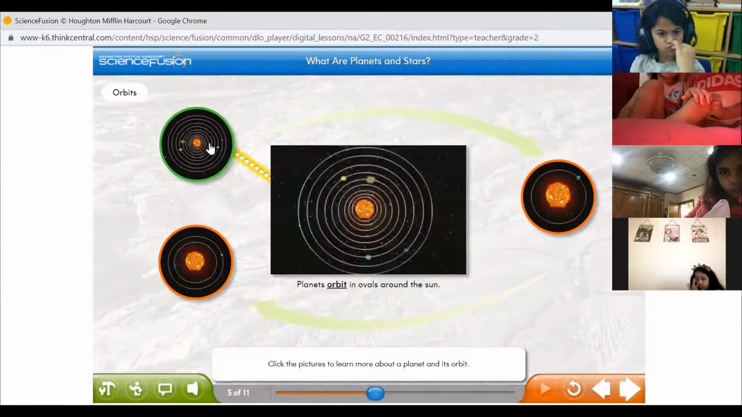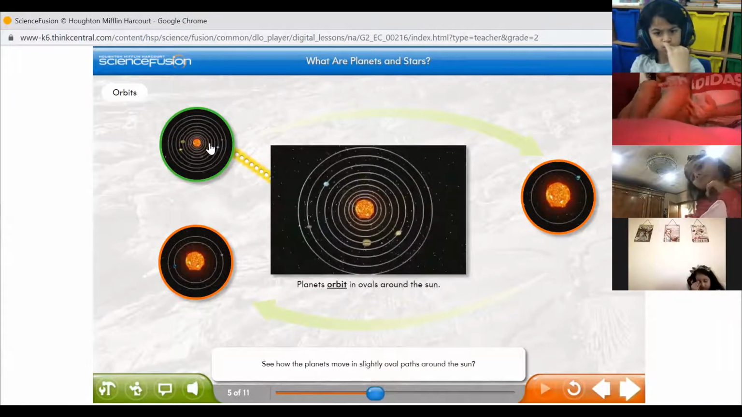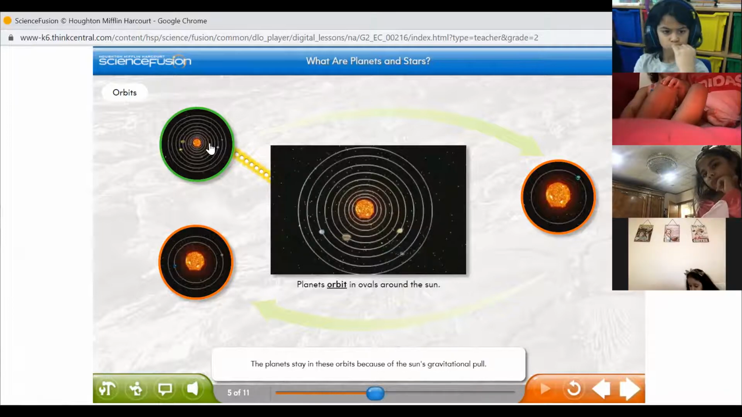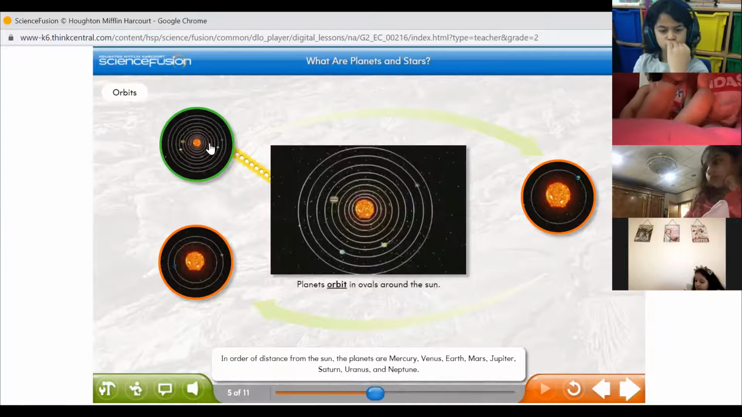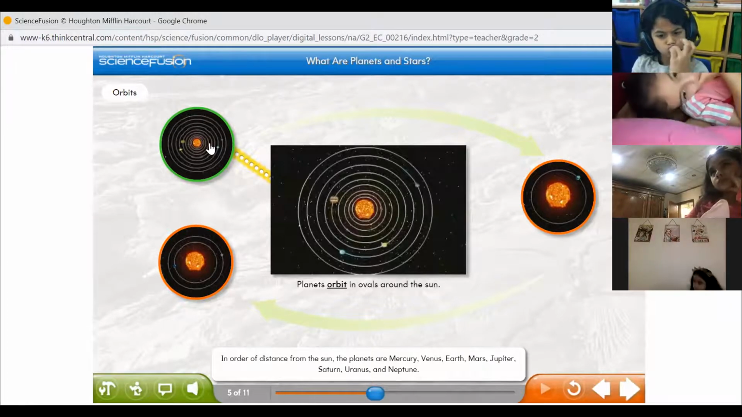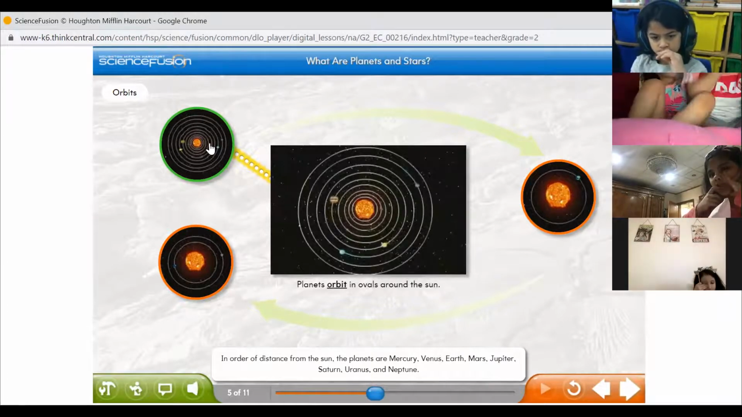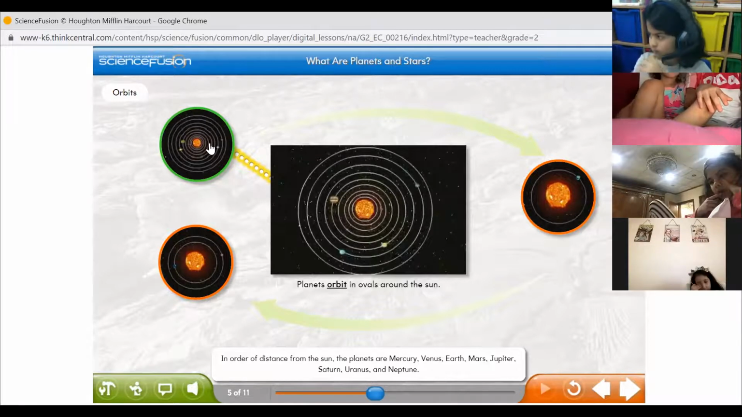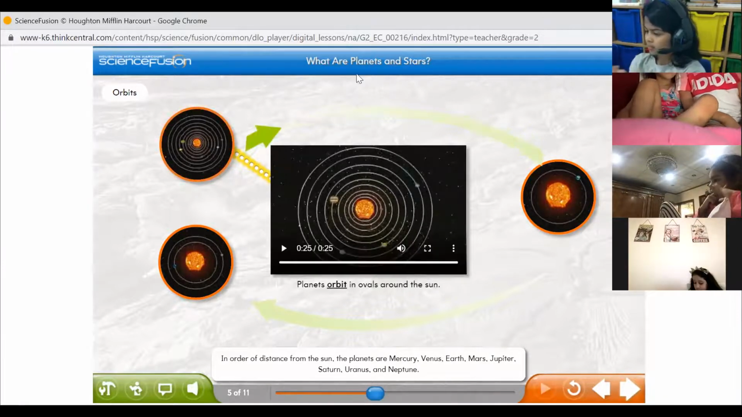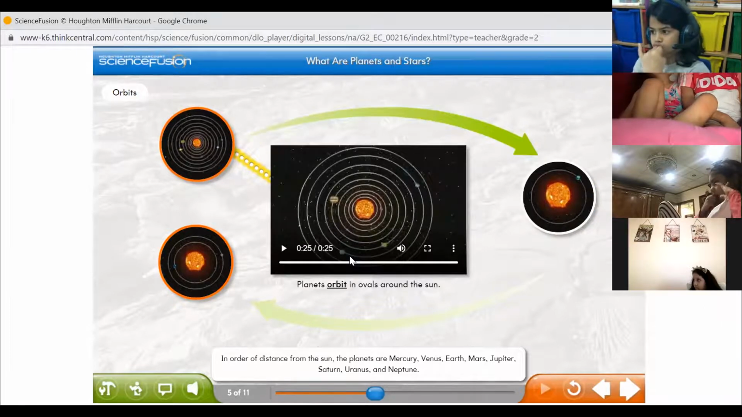Watch this animation. See how the planets move in slightly oval paths around the sun? The planets stay in these orbits because of the sun's gravitational pull. In order of distance from the sun, the planets are Mercury, Venus, Earth, Mars, Jupiter, Saturn, Uranus, and Neptune. So, these are all the planets going around the sun.